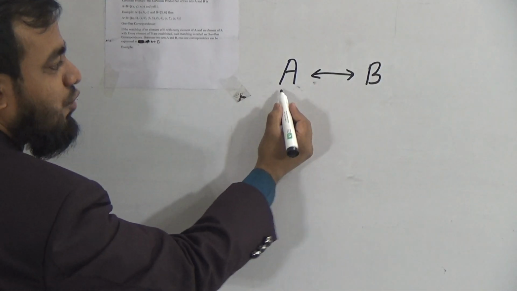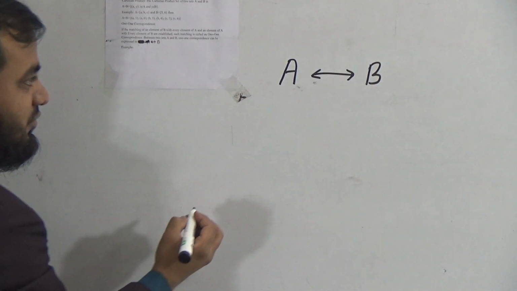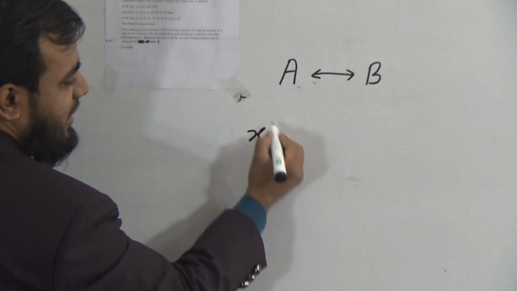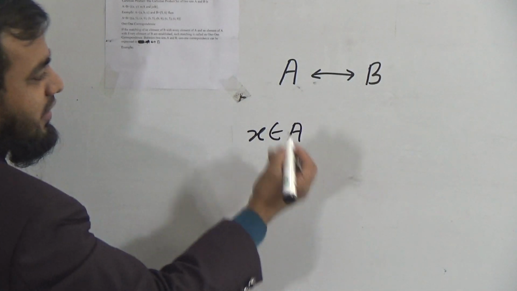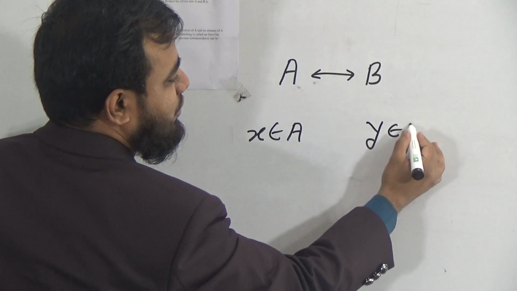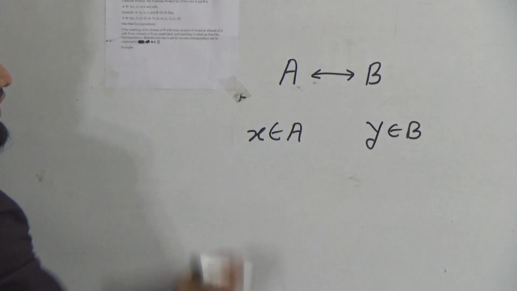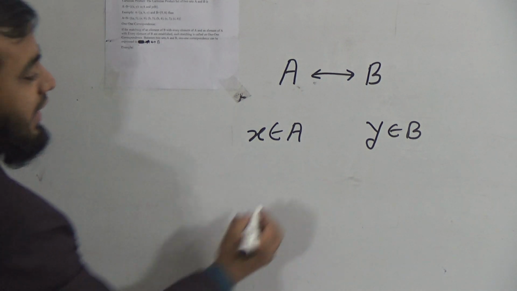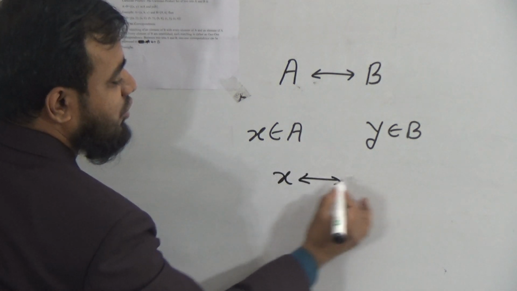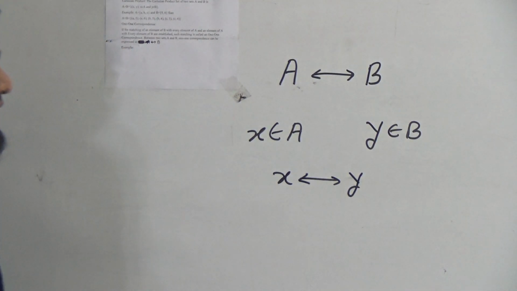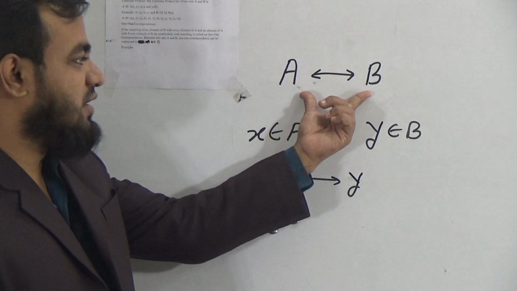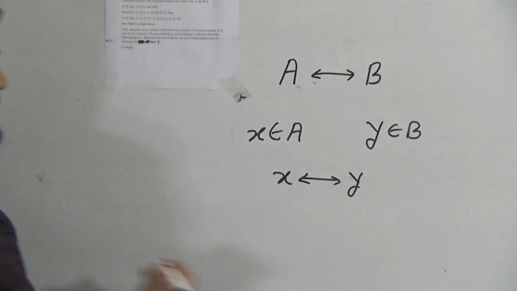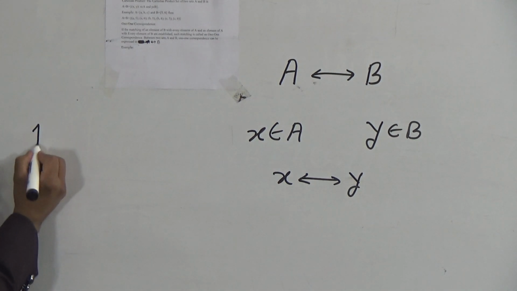Suppose there is an element X belonging to A, and there is another element Y belonging to B. If we say that X and Y are one-one correspondence, then we write X is one-one correspondence to Y. That means the two sets A and B are one-one correspondence. Students, this is an operation, and I can write another example.